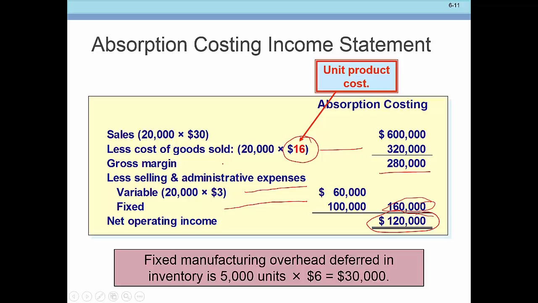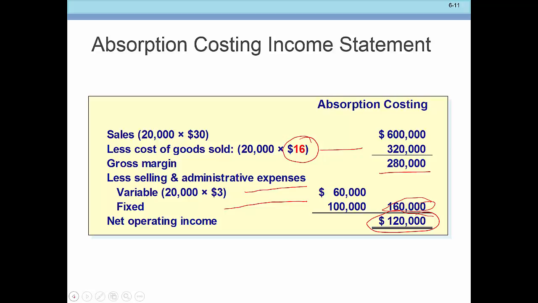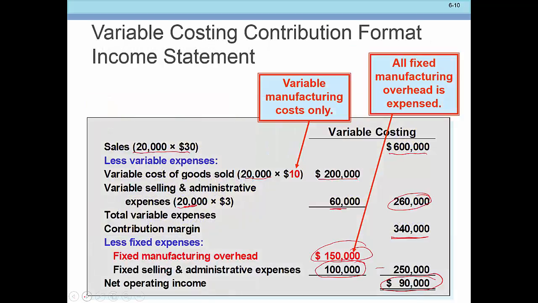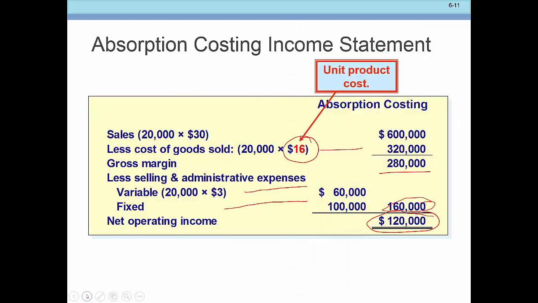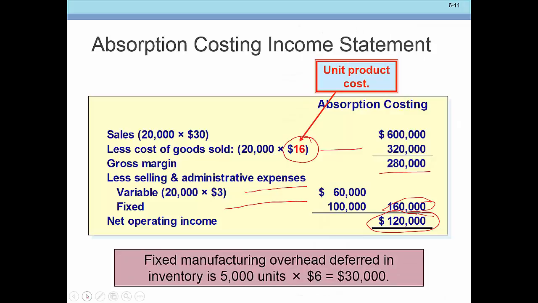Okay. What was it under variables just a second ago? It was 90,000 under variables, and under absorption it's 120. So we have a $30,000 difference. That $30,000 difference is attributable to my 5,000 units that I increased, because I produced 25 and sold 20, right? So did I increase my inventory? I increased my inventory by the 5,000 units times the fixed costs that are still sitting on the balance sheet, right? Under absorption.